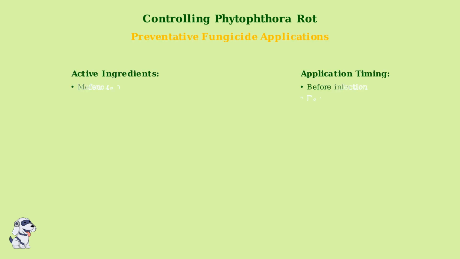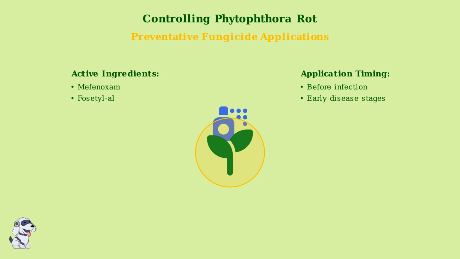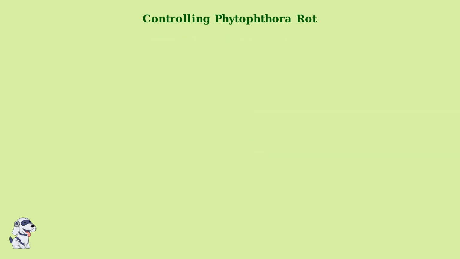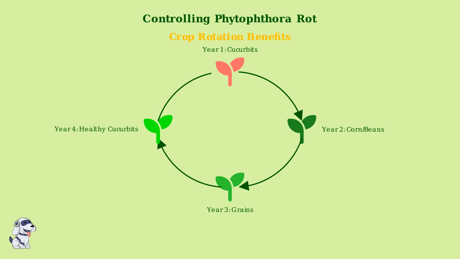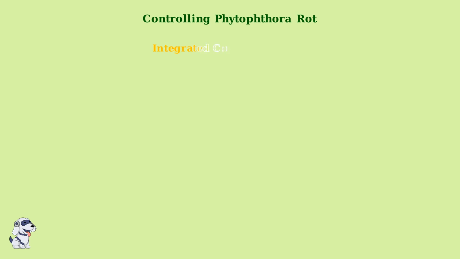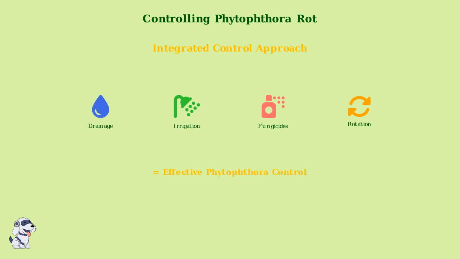Preventative fungicide applications are highly effective when timed correctly. Active ingredients like mefenoxam and fosetyl-Al should be applied before infection occurs or at the very early stages of disease development. Finally, implementing crop rotation with non-cucurbit crops breaks the disease cycle by removing the host plants that Phytophthora depends on for survival and reproduction. By combining improved drainage, proper irrigation management, preventative fungicide applications, and crop rotation, growers can effectively control Phytophthora rot and protect their cucurbit crops from this devastating disease.